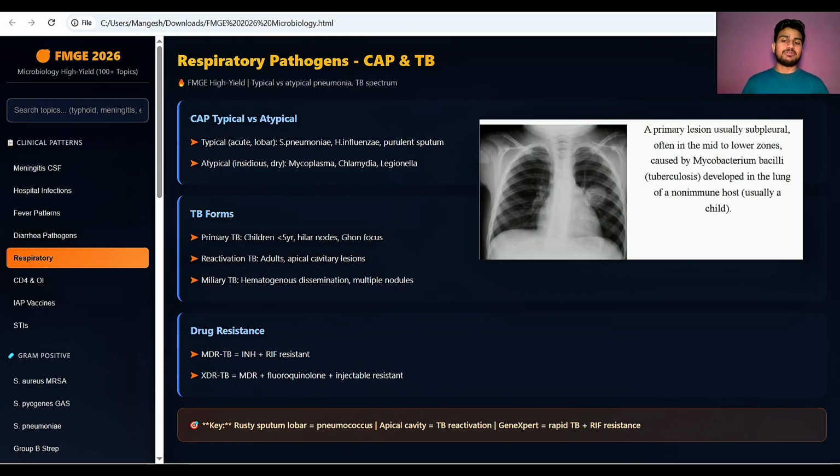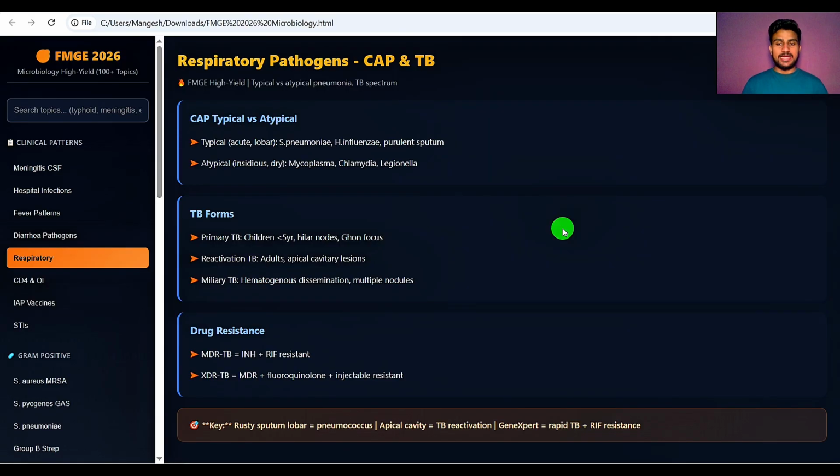The second one, that is reactivation TB, it involves adults as patients, and there are apical cavitary lesions which we see in this condition. The next one is miliary TB, and there is hematogenous spread, there is dissemination, and there are multiple nodules. That's why it is known as miliary TB, because there will be small lesions which we can see.